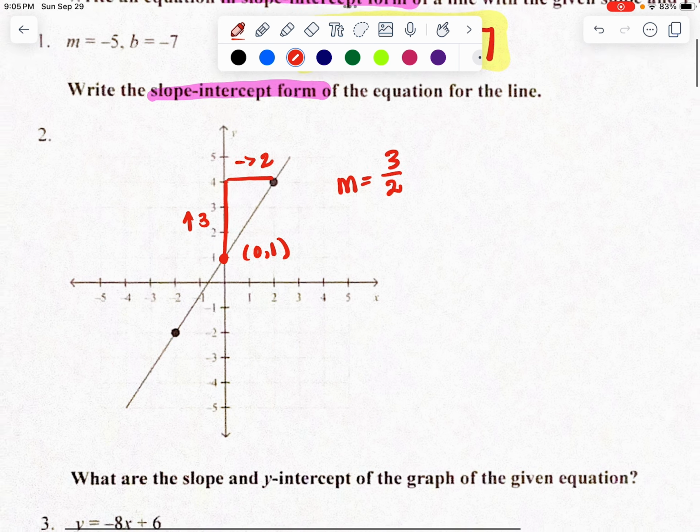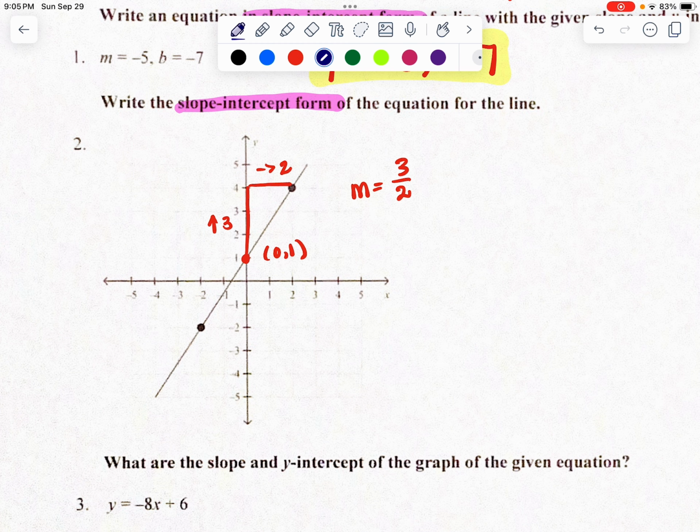And then honestly, once you have those two answers, it's just like the last question, you're just substituting those values into your form. So the answer to number 2 is y equals 3/2 x plus 1. And that's the solution to number 2.